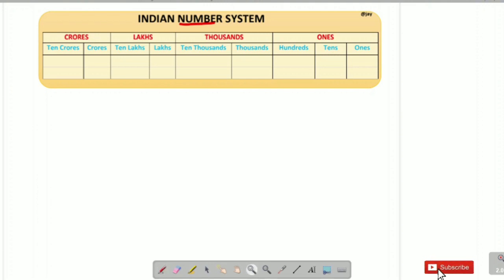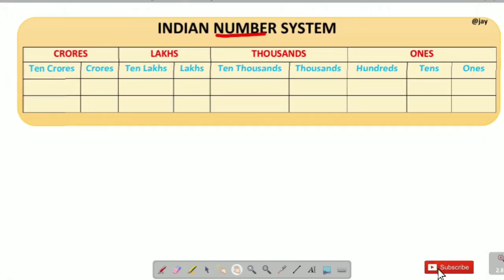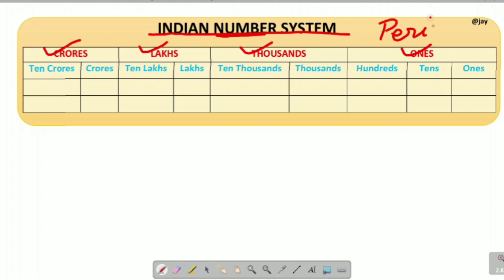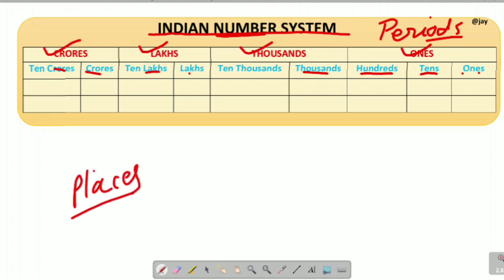Let me make it big. Now you can see this properly. Here the heading is Indian number system. Just look at the words written in red color. These are known as periods. And the words written in blue color, these all are known as places. So what is the basic difference between periods and places? Here you can see what the difference is.